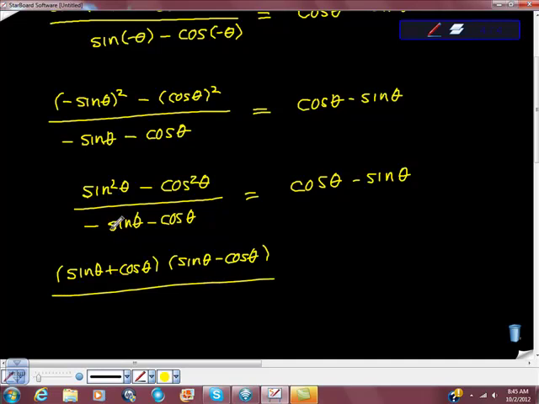Check this out for a second. See this negative sign here by sine and the 1 by cosine? I'm going to factor that out. So I'm going to factor out negative 1 from the denominator. And we'll get negative sine theta plus cosine theta.